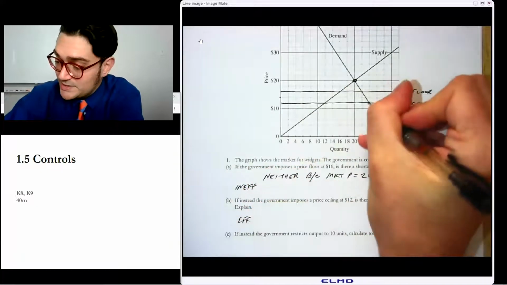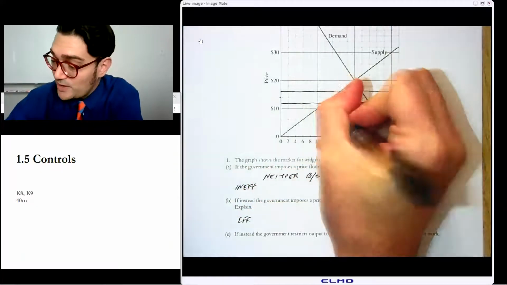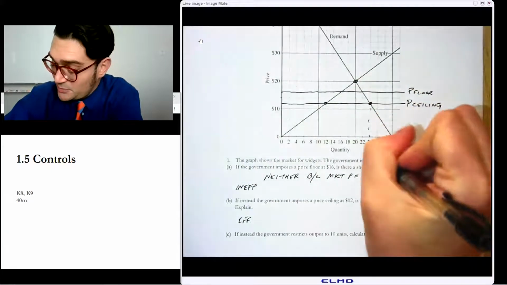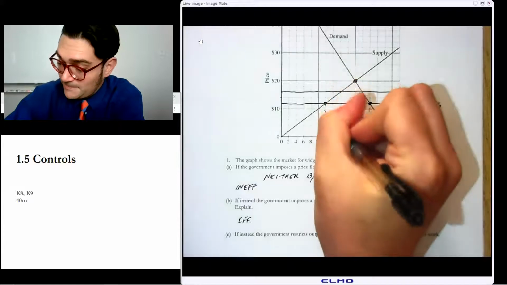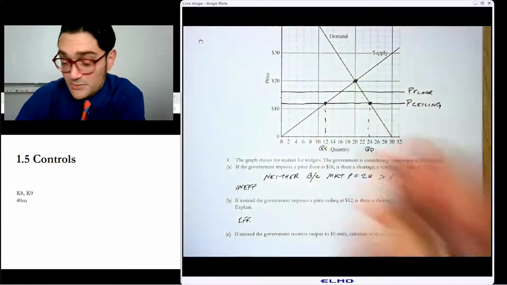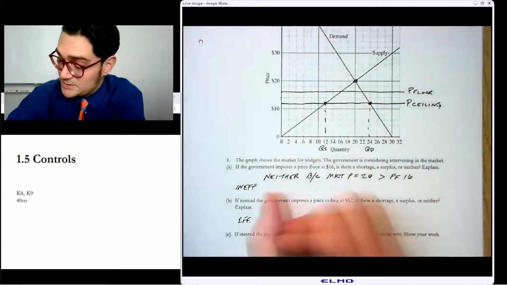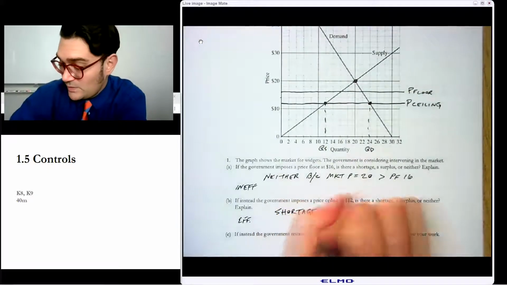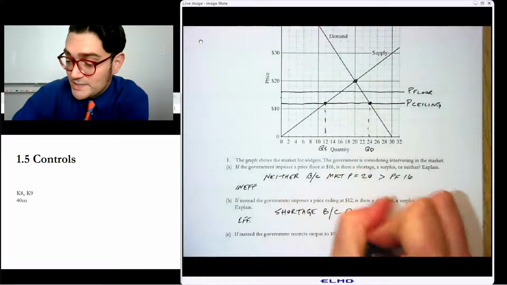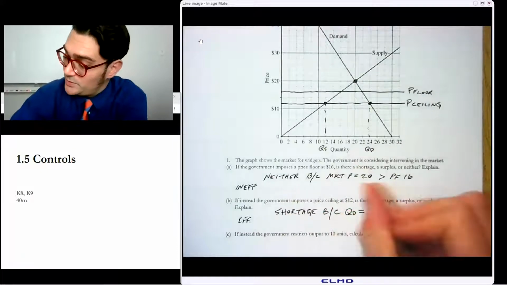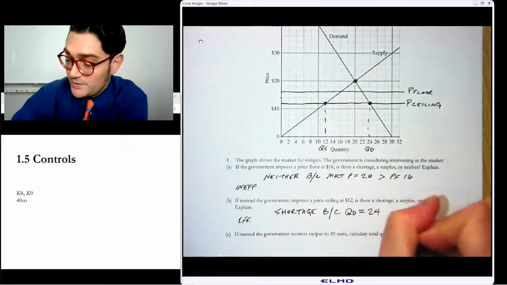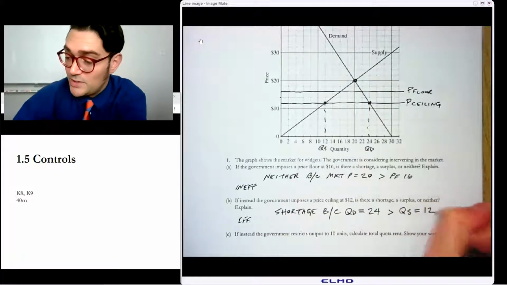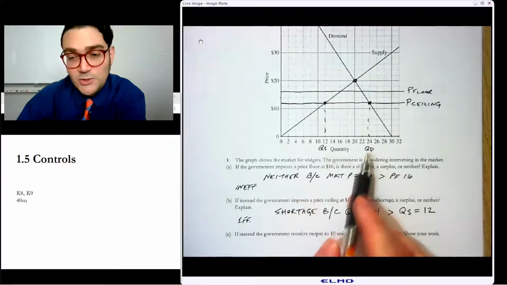And we can pretty easily tell that we've got a problem because here the quantity demanded, QD, is 24, and QS, they're only willing to supply 12. And so that's what we call a shortage. And that's because quantity demanded is equal to, what did we say that was? 24, and that's greater than the quantity supplied, which is equal to 12. So again, we're just comparing these quantities.